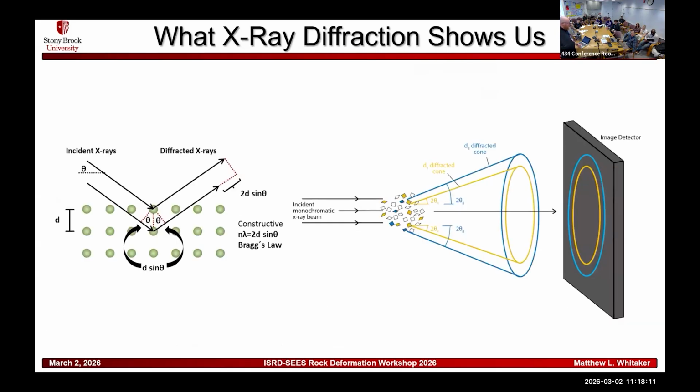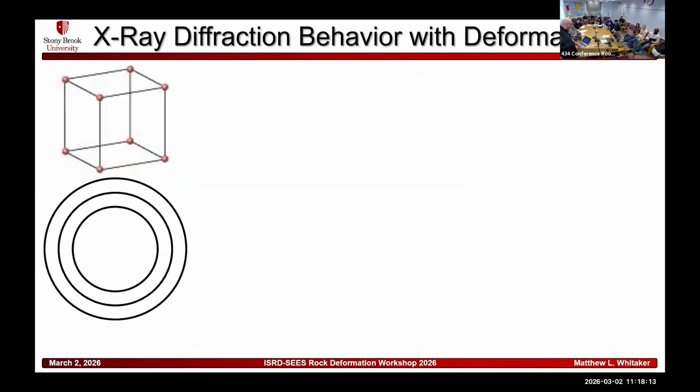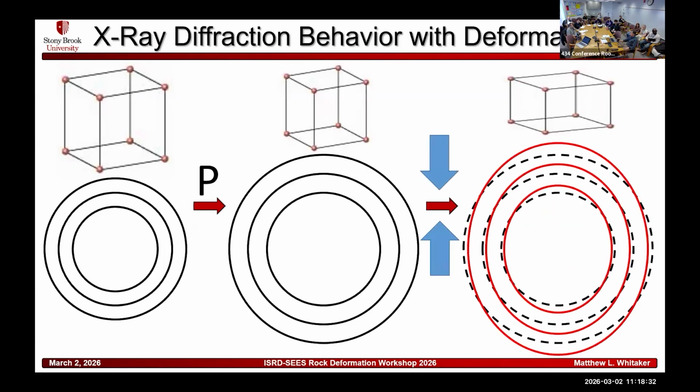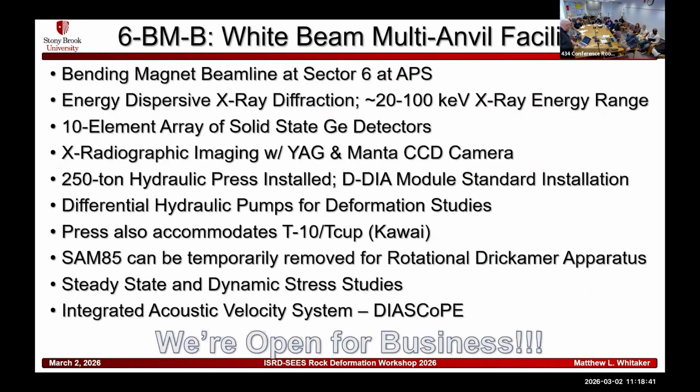So if you remember, this is what the X-ray diffraction is going to show us. You've got a bunch of randomly oriented crystals. This is a really, really simple unit cell that we're looking at here. We're going to add the pressure. The unit cell gets smaller, the rings get bigger, just like Tim just said. Now we're going to deform it. It's going to change its shape, and the rings become ellipses. That's what we're looking for in all of these experiments, whether it's monochromatic or white beam.